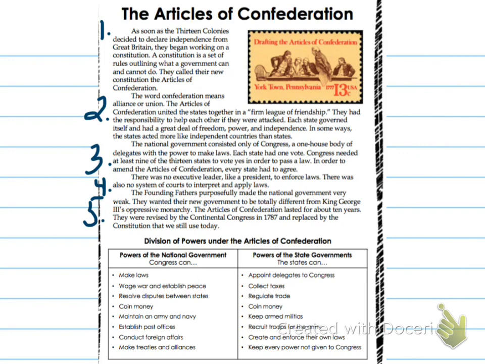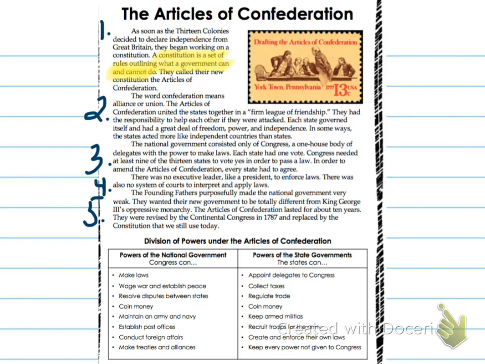And here we go. The Articles of Confederation. As soon as the 13 colonies decided to declare independence from Great Britain, they began working on a constitution. A constitution is a set of rules outlining what a government can and cannot do. They call their new constitution the Articles of Confederation. Okay, so T for timeout right there, guys. Highlight the definition of a constitution, just like I'm doing right now.